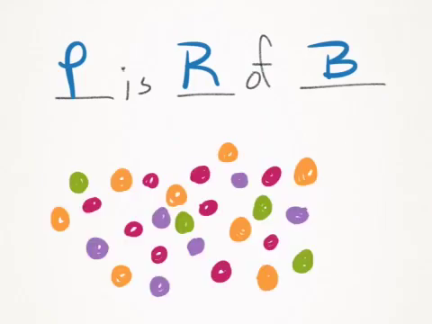So let's take a look at an example. Here I've drawn 27 pieces of candy. Now 27 represents our base. Our base is always going to be the largest number represented. What I want to know is, of those 27 pieces of candy, how many are orange? So the orange candies represent the percentage of the base. So I've counted them up and I have 8 pieces of orange candy.